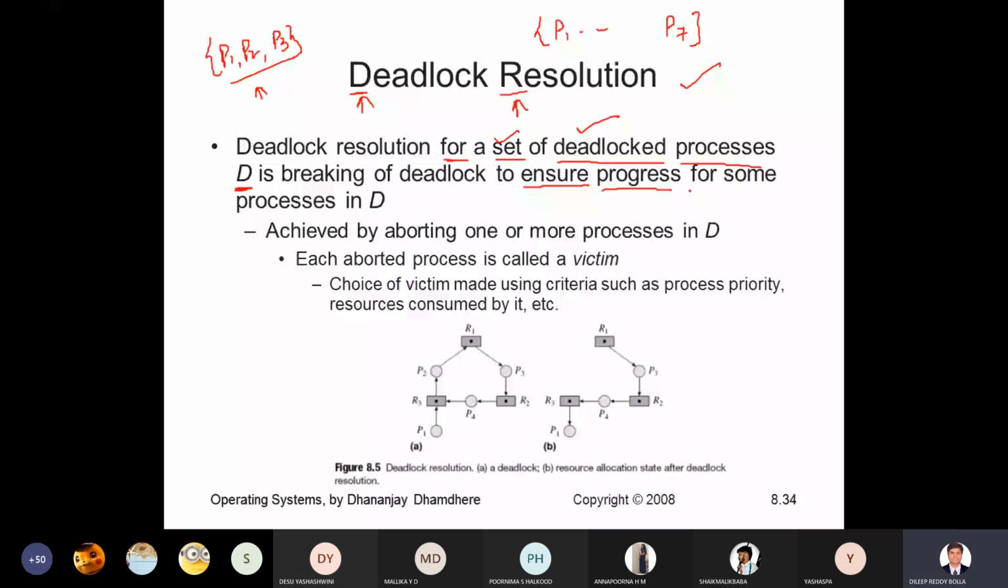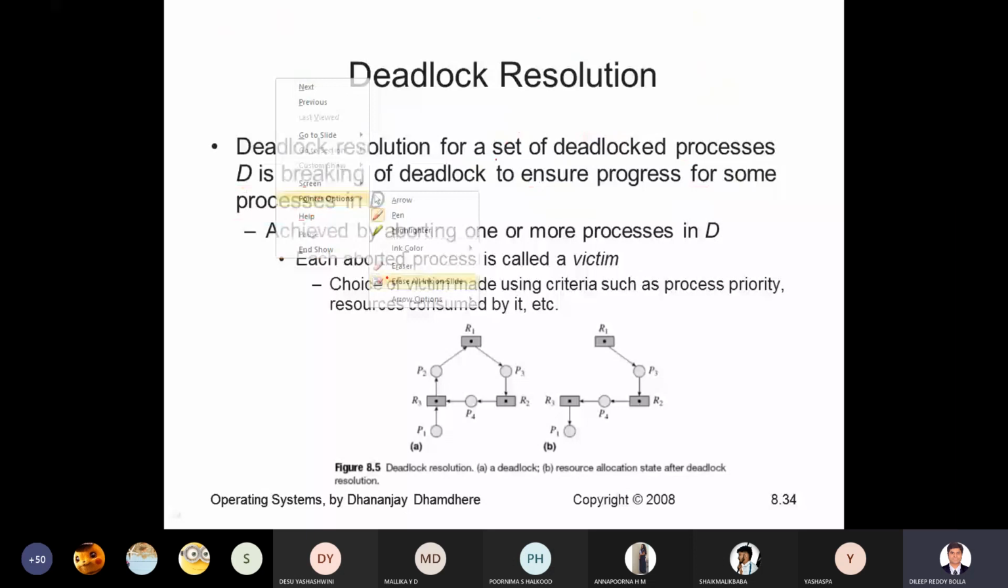Let us say this set of deadlocks happened in these processes. Out of these many processes, we need to break the deadlock. If you break the deadlock here, then P1 can be free or P3 can be free. If three of them have got deadlock, we have to clear the deadlock. Any of the processes has to be cleared, otherwise it cannot be computed. So how do we achieve this deadlock resolution?